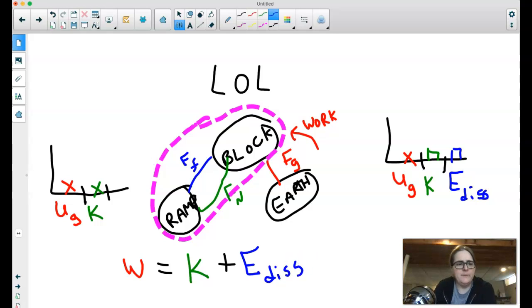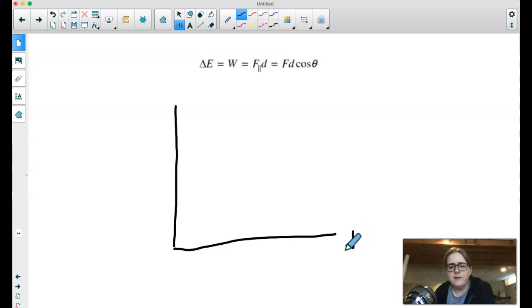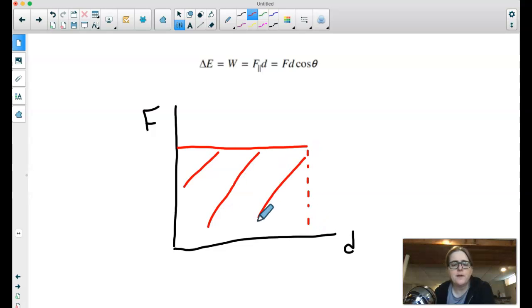All right, now that work has come up, there's another important diagram I want to make sure we touch on, and that is a force versus displacement graph. Now I've got the work equation from your formula sheet up here to help reference. If I have a constant force, then to get the area of this, I would do force times displacement, which is equal to the work.